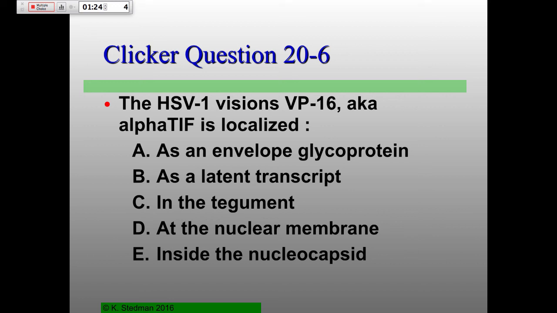virions? That's interesting. Virions, that should be, interesting typo. VP16 at the alpha tip is localized as an end-of-local lipoprotein. It's a late transcript of the tegument nuclear membrane inside the nucleocapsid.